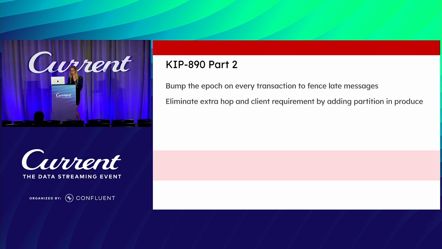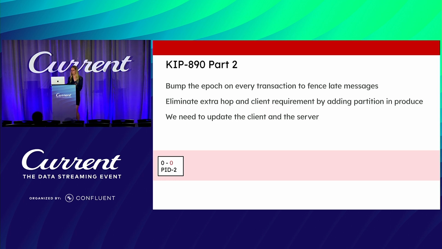The other thing we wanted to do was help with the performance. So we can eliminate that extra hop and the client requirement by adding the partition in produce. So rather than sending an add partitions request, sending a produce request, and then sending a verification request, we can just send a produce request and add partitions request and use that same kind of logic to make sure that it's been added when we write. For this, though, we need to update both the client and the server to handle these two new use cases.